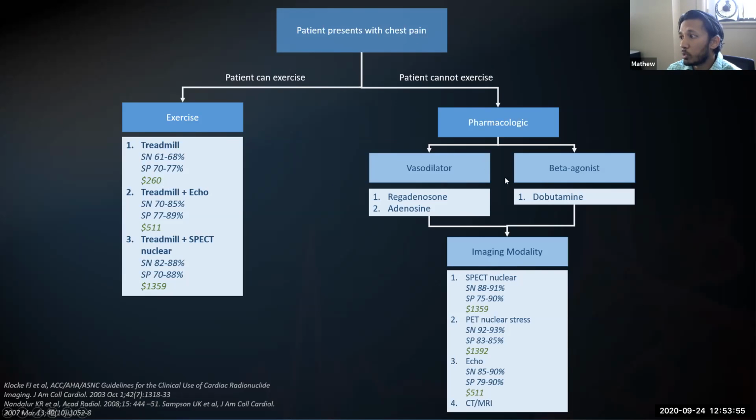And then once you have the agent that you gave them, now you're going to add imaging to be able to see what happened to the body when you gave them the agent. And we can see that the SPECT nuclear is going to have the highest or some of the highest sensitivities, along with PET, but it's going to have a higher cost associated with it. But with the echo, when you compare the sensitivity, you can argue, is it worth over doubling the cost, almost tripling, just to get an extra 7%? That's a discussion you have to have with your patient and the insurance companies.